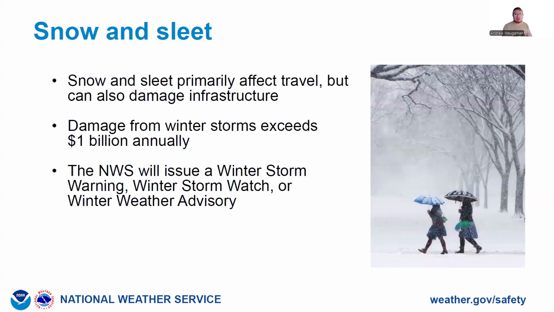Starting off with snow and sleet. Snow and sleet primarily affect travel, but can also damage infrastructure. Damage from winter storms exceeds $1 billion annually, which is a lot. The National Weather Service will issue a winter storm warning, winter storm watch, or winter weather advisory.